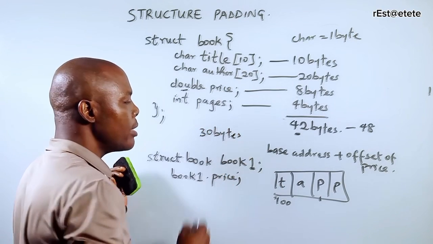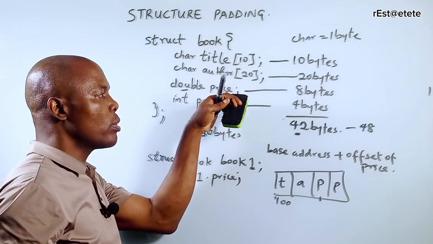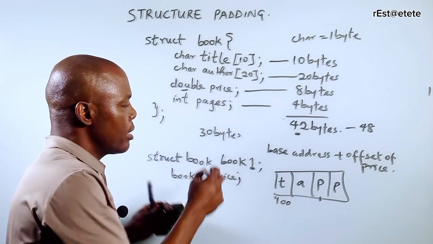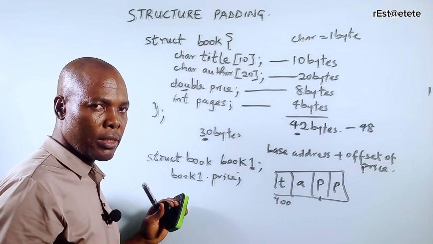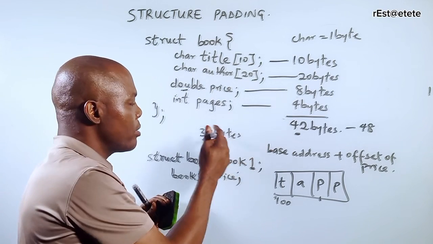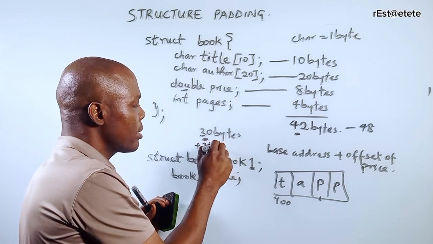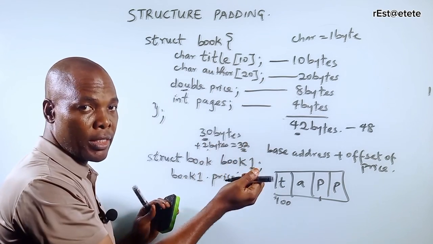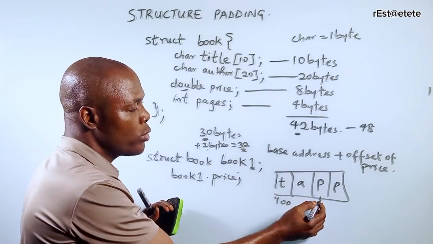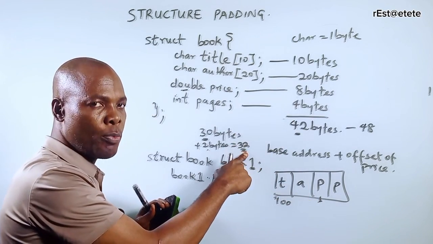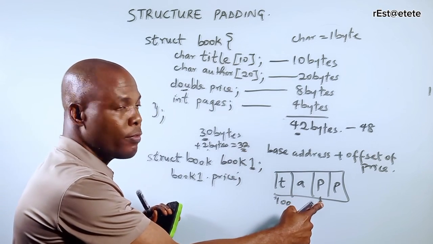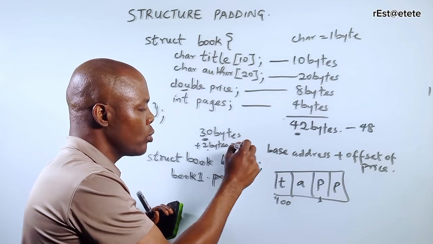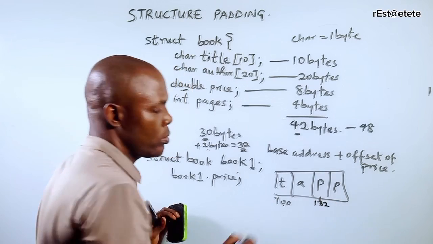30 bytes. But when you want to fit this double, which is 8 bytes, it has to be done on the boundary of 8 bytes. So this 30 is not a multiple of 8. So on the boundary of 8 bytes, you have to add an additional 2 bytes in order to get 32, which is a multiple of 8. So where you are going to start this price from will be at this point. So the address of price in memory, if the base address is 100, will be this 32 plus this, that will be 132.